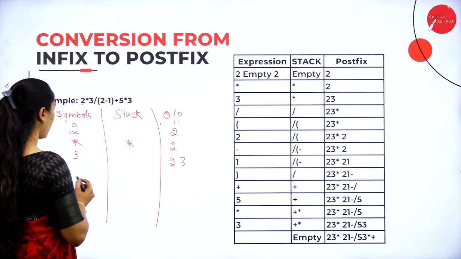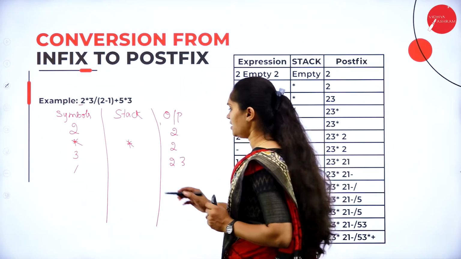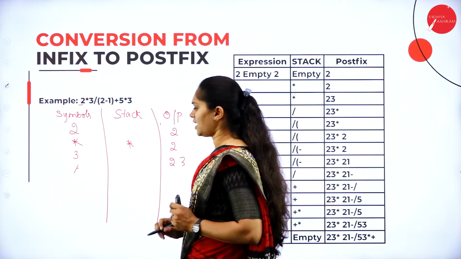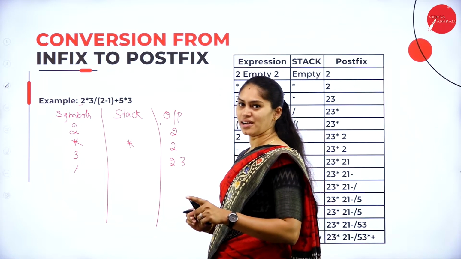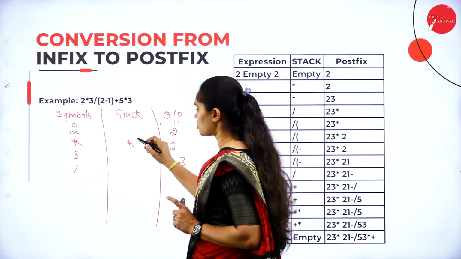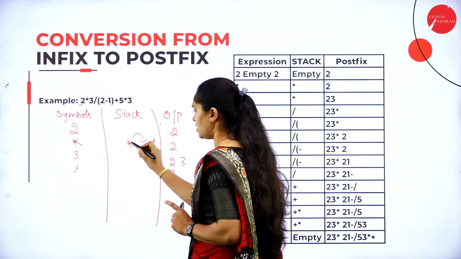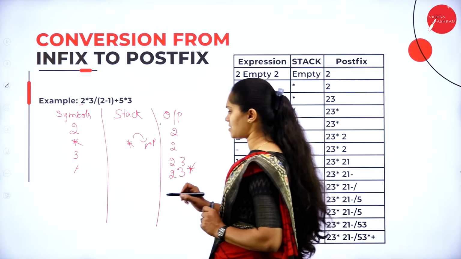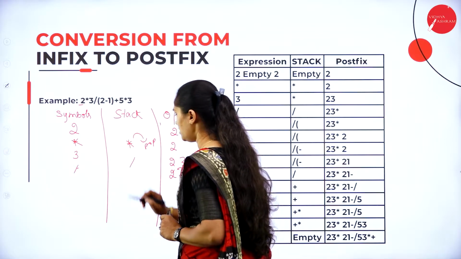So next we have a division. Division is an operator, and you can see here in the stack we have a multiplication symbol. Division and multiplication both have the same priority, so they can't be placed together. So this needs to be popped out. So now what do I have in the stack? A star that was there. So now we have 2, 3 and the asterisk symbol. Now I can push this divide symbol into the stack.